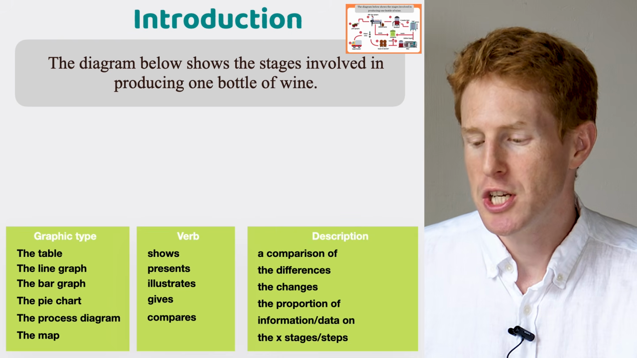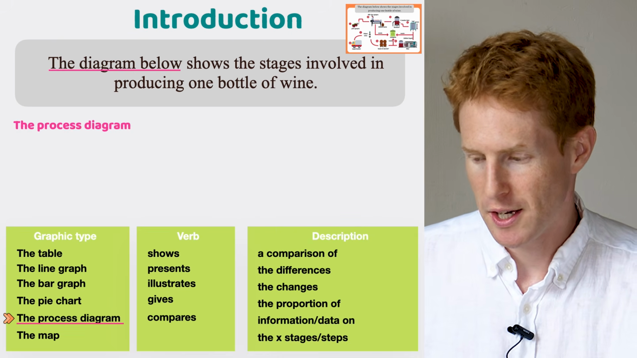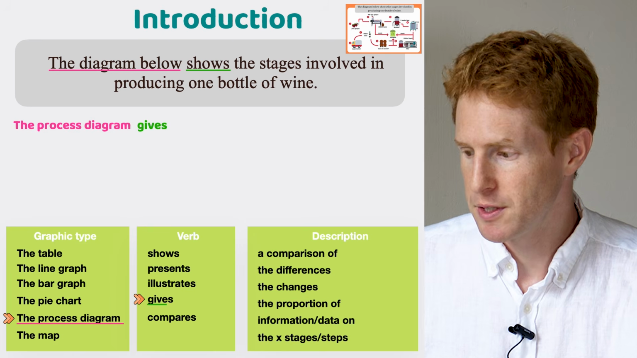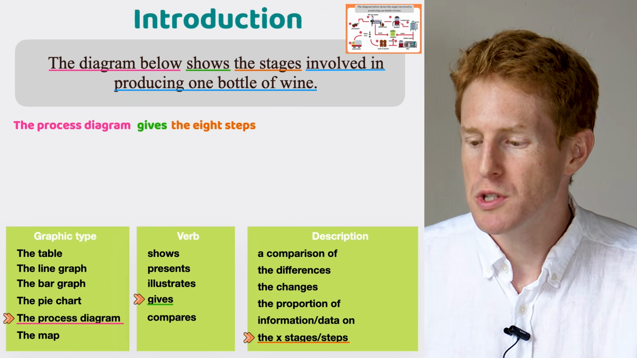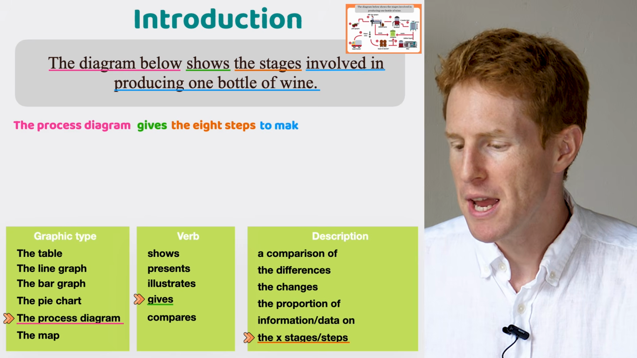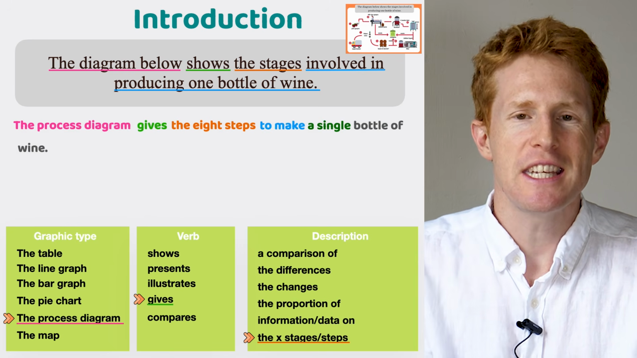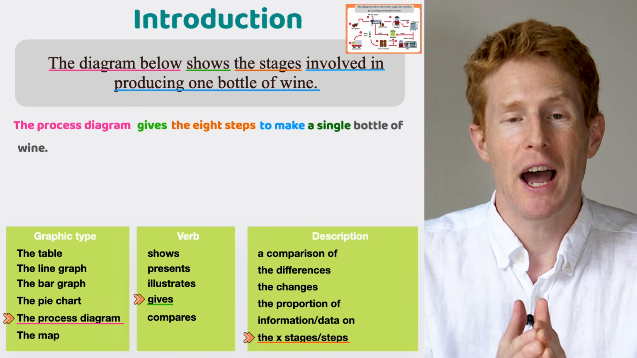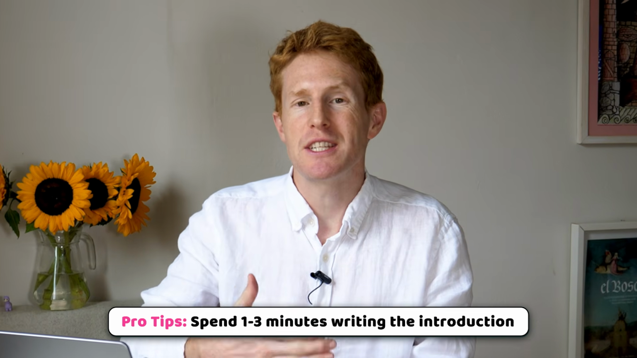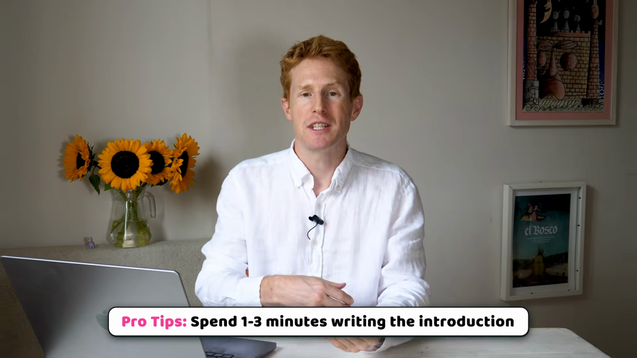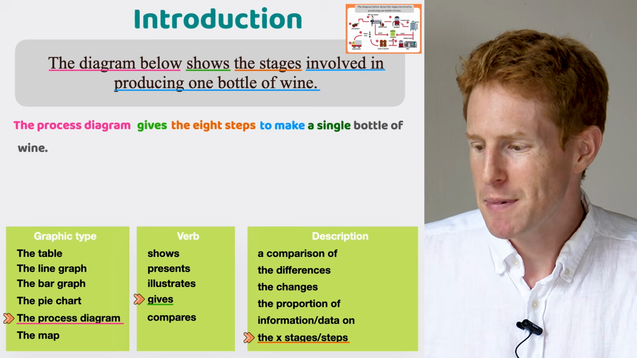Let's use our cheat sheet. The diagram below, let's change that. The process diagram gives the stages, the 8 steps involved in producing one bottle of wine to make a single bottle of wine. Do you see how easy it is to write introductions for Academic Task 1 using this cheat sheet? Ideally, you're only spending 1 to 3 minutes writing your introduction because there's so much more you need to write. Let's look at it in a bit more detail.